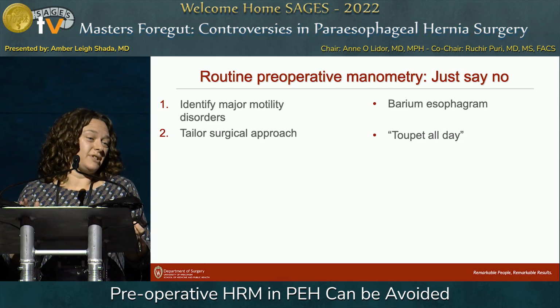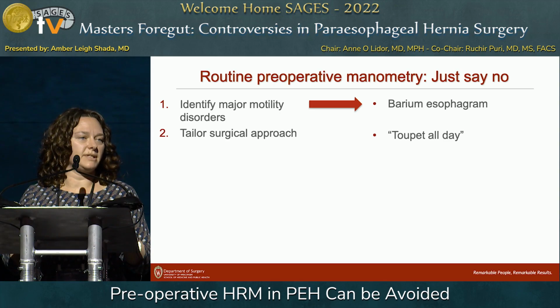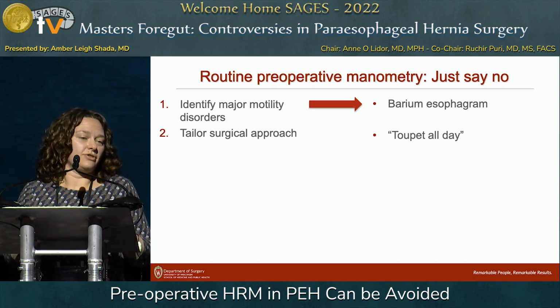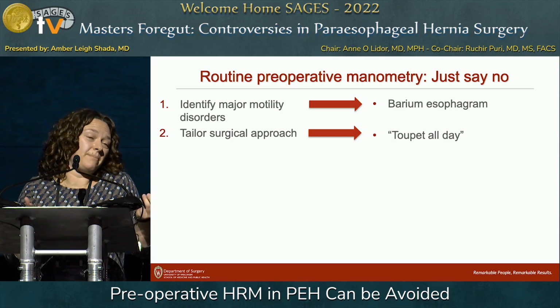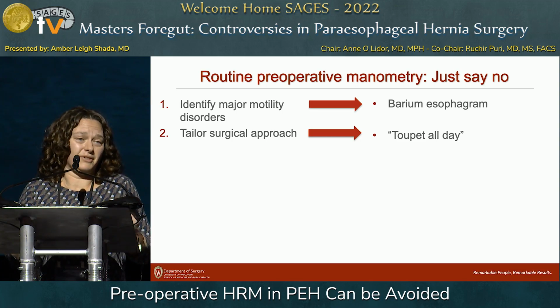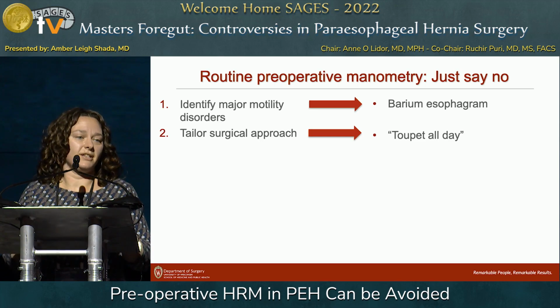So routine preoperative manometry, just to scoot back to our original point, just say no, right? Because all you need it for is to identify major motility disorders, and why do you need to do that? You're going to do a barium esophagram. But you're going to say, oh, I need to tailor my surgical approach. You guys know Toupet is becoming more and more commonly done, right? I don't think there are many people in this room who are going to do Nissen. There are some, but there's also good data. That Perry study had an almost universal Nissen rate. It wasn't 100%, but it was close. And he had barely any dysphagia. Nissen's fine too.